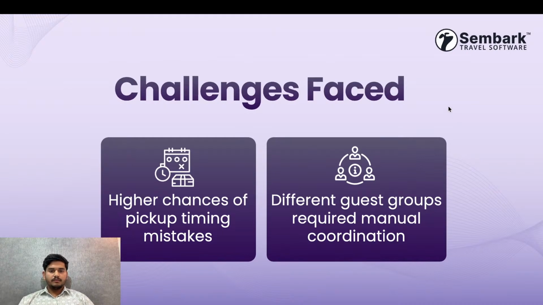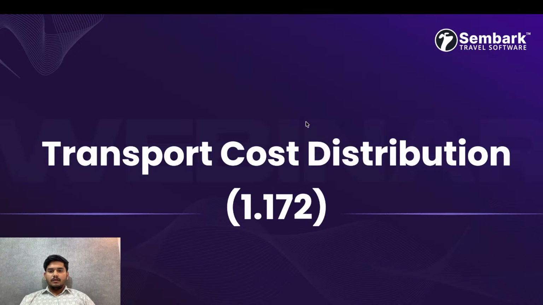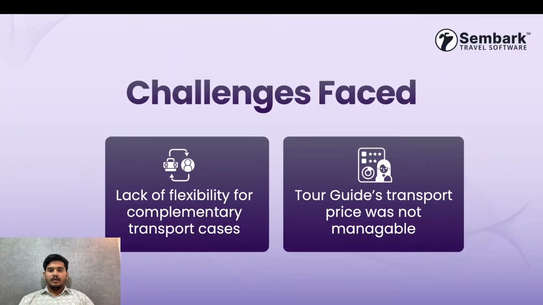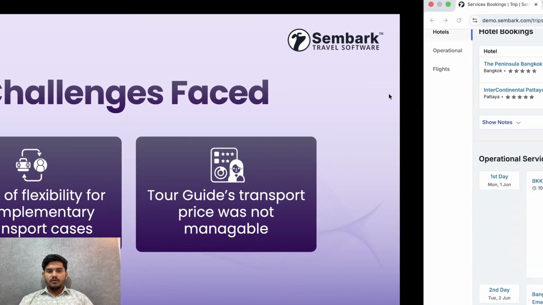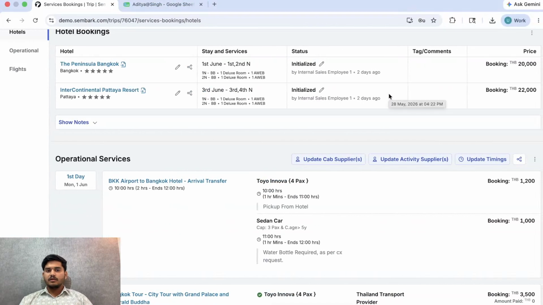Moving forward, our next update is transport cost distribution. Earlier, there was a lack of flexibility to exclude the transport price of a person in the transport services. Now we have provided the option to exclude the particular price of that particular person in the system while creating the quotations. This is mainly used for tour guides pricing strategies. Now I will show you how you can exactly do this also.